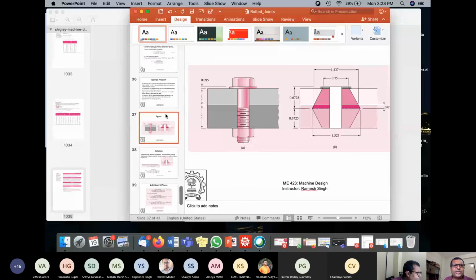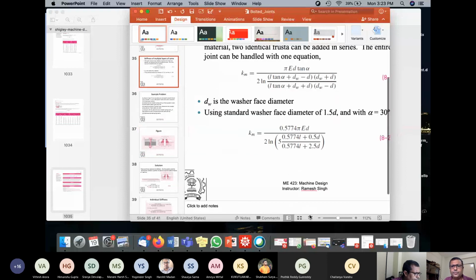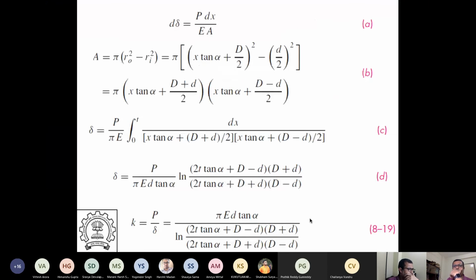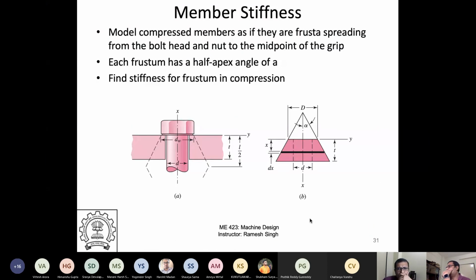Any questions about the formulation of the member stiffness? About this formulation or the problem which we did? Why do we assume that the pressure is always symmetric about the center line? Can you tell me why the pressure is symmetric about the center line, regardless of what the material is? Is that a good assumption? Anybody?